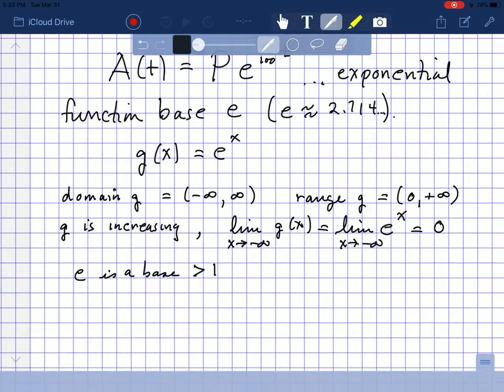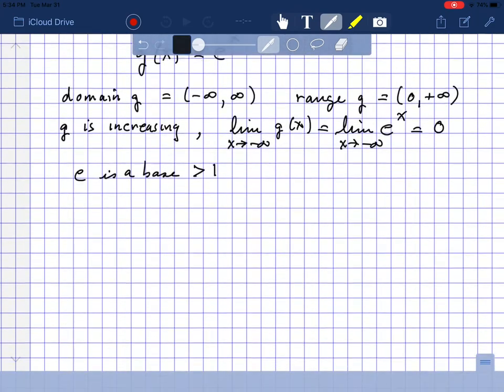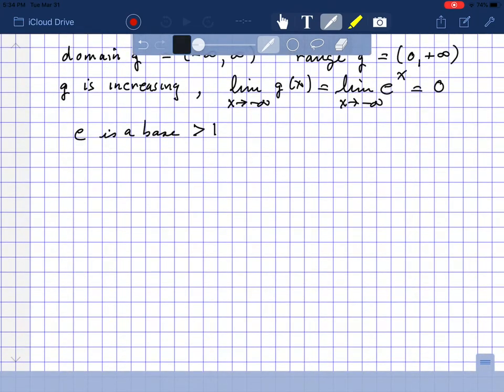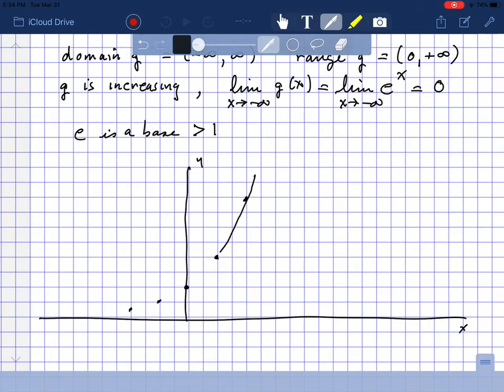Greater than 1, right? And in point of fact, we also know that, here's my x-axis, here's my y-axis, we'll say. I'm going to look at this. We know what this is. This is the graph of our exponential function base 2.